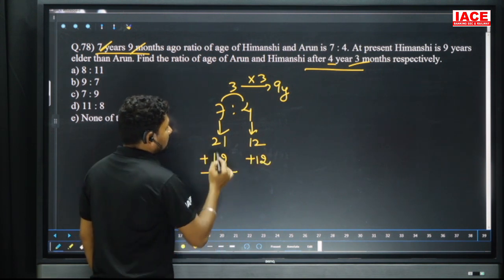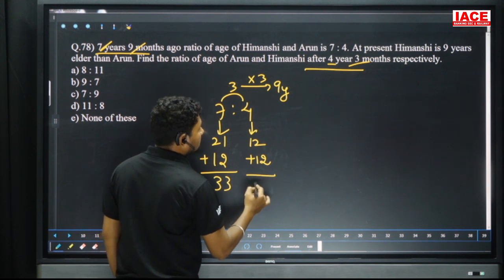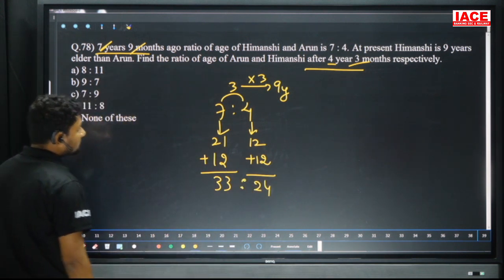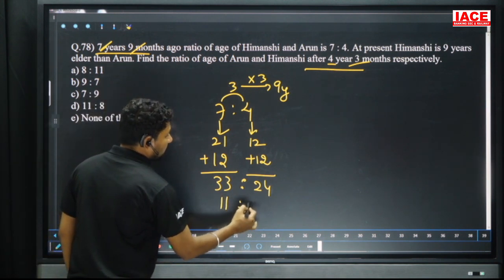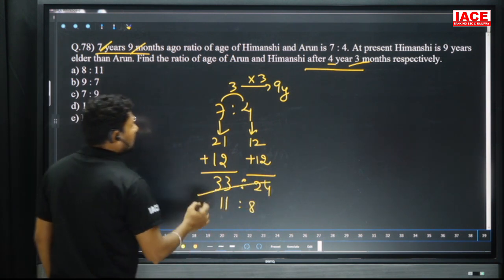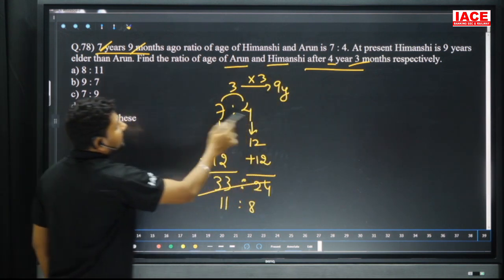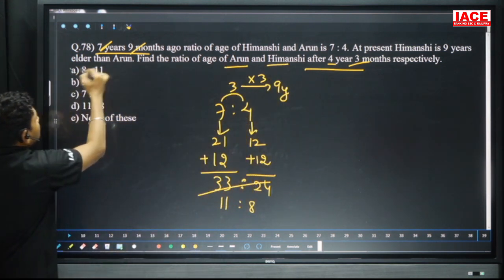Here 33 and 24, both are cancelled by 3. Here 3 11s and 3 8s. But we do not require 11:8 because they are asking for Arun to Himanshu, and we took Himanshu to Arun. Then the final answer is 8:11. Our option is A.